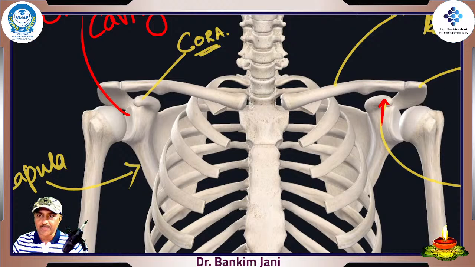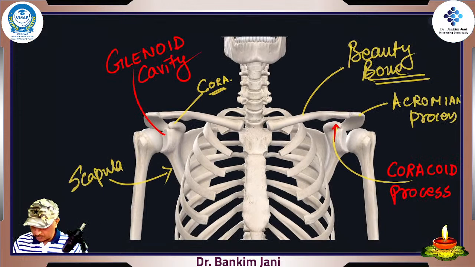I'll ask the same question when we deal with the lower limb. You'll find that the acetabular cavity is so deep and the head of the femur is completely stuffed inside, because its function is stability. So that's fine. Let's move further to the rest of the bones.